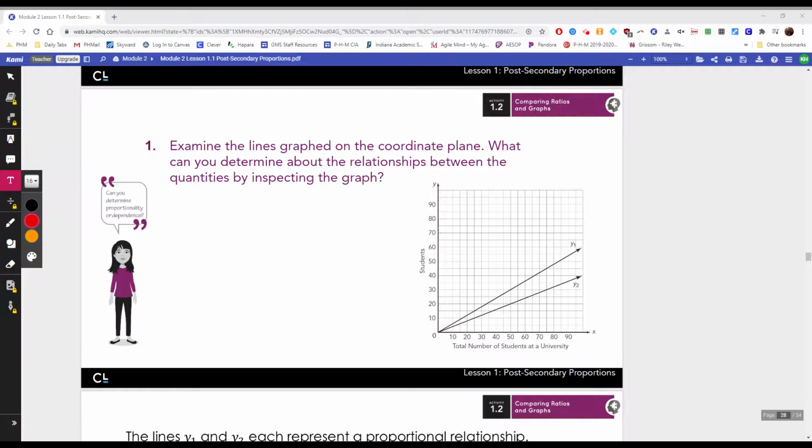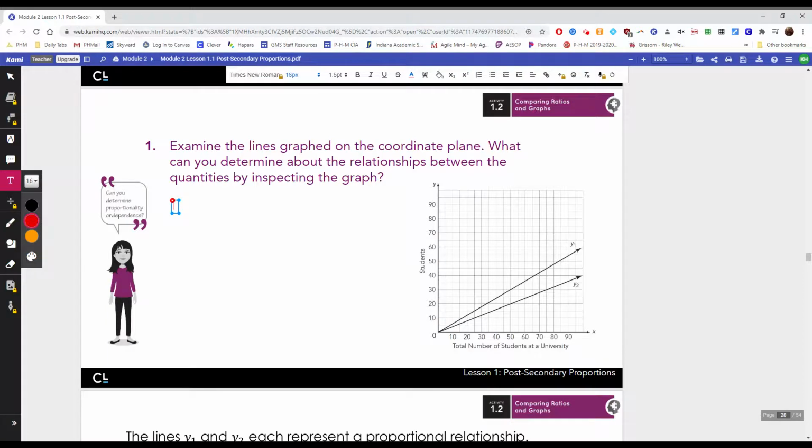So, pause the video real quick, just jot down a few things that you notice, and then check back with me in the video. So, first thing that I notice is that both of these are lines. They both go through the origin. So, I'm just going to state some of those things. Both graphs are lines that pass through the origin.